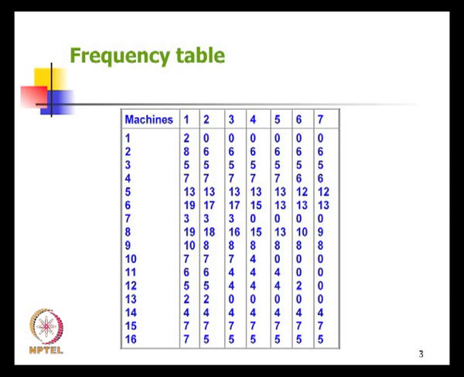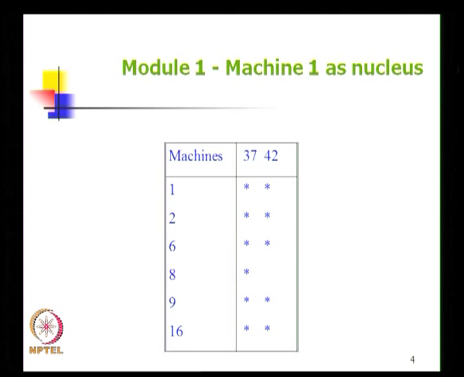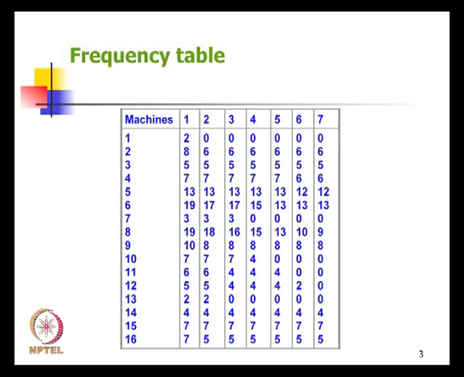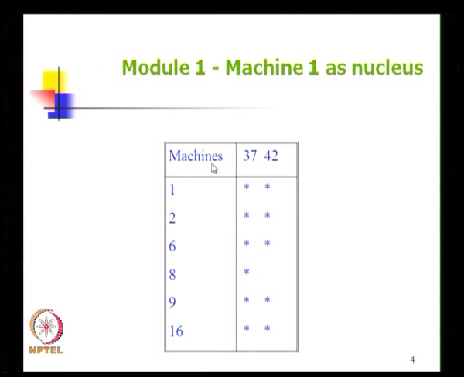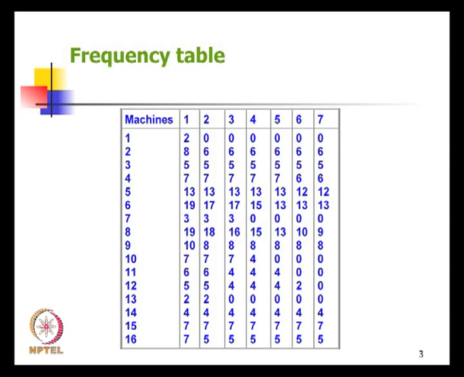As far as machine number 3 is concerned, the original number is 5, and machine number 3 does not figure in this table. So, the frequency remains as 5. For machine number 8, the frequency is 1 here, so 19 becomes 18. So, for machines 1, 2, 6, 8, 9 and 16, the frequencies reduce. For the remaining machines, the frequencies remain the same, and for machine number 1, the frequency becomes 0.